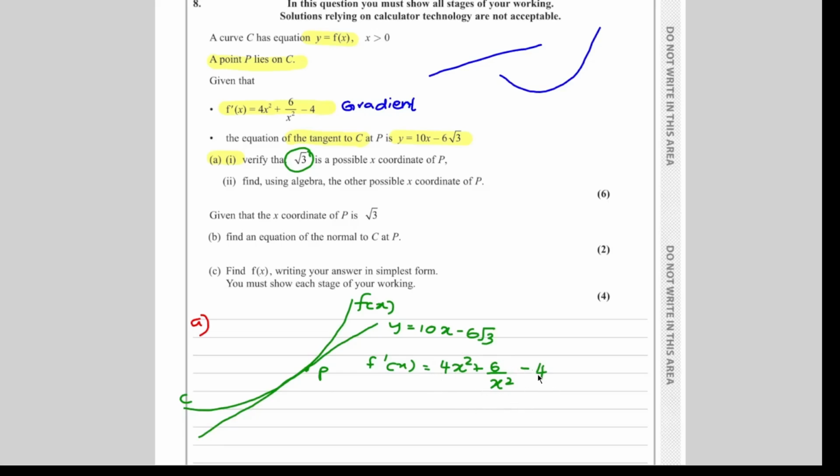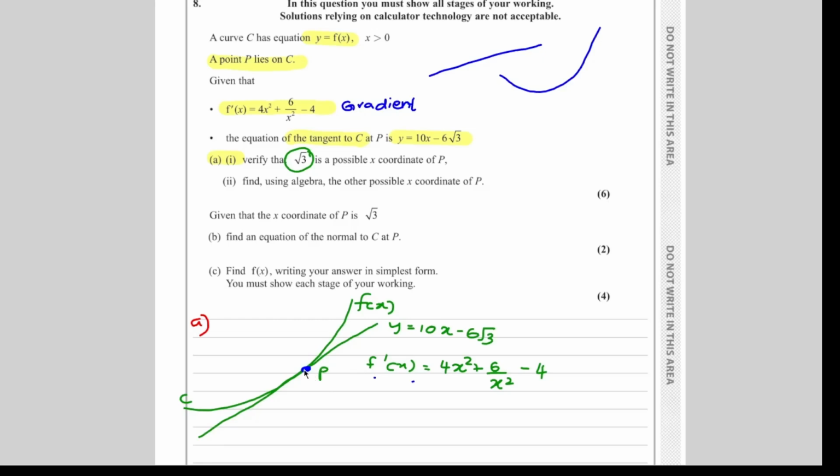The gradient formula is given. Then if you know what the x coordinate is, you can get what the gradient is. In this case, you have to prove that this is a possible x coordinate. So if you can substitute this root 3 here and get the gradient of that one, then you are done. So if we can figure out what the gradient at this point is, we can do that.